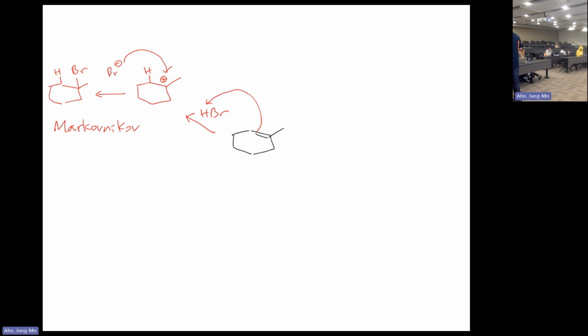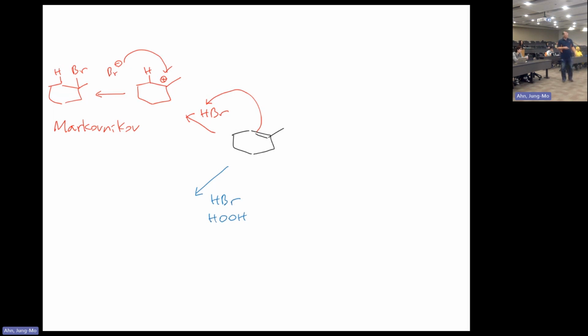And after that, we talked about doing it in the other order. In order to add things in different orders, we have to do it in different conditions. This is a radical initiated condition. We're still going to add HBr, but we're going to change the order of the things added. In the ionic case, we're adding the proton first to make the most stable carbocation at the most substituted position.